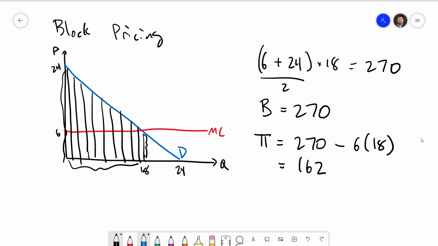The way that we can see this on the graph is that the total cost for the monopolist was this area, 6 times 18, and so we're left with a profit of that exact same triangle that we had before. We again have a socially efficient quantity of 18, the highest possible profit for the monopolist of 162. This mimics the effect of first-degree price discrimination, but again, without the extreme information requirement.